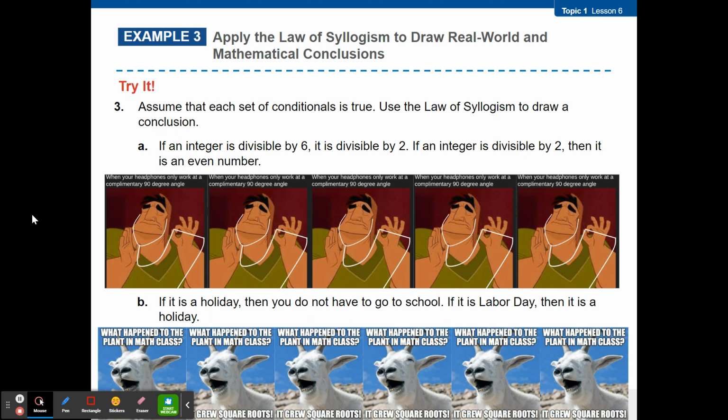Okay. So let's take a look at example 3. It says assume that each set of conditionals is true. Use the law of syllogism to draw a conclusion. I want you guys to try A and B on your own first.